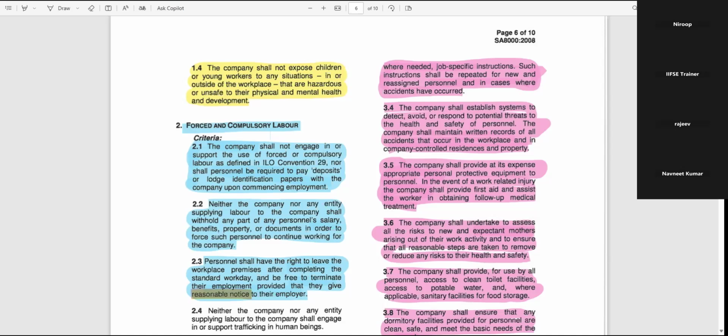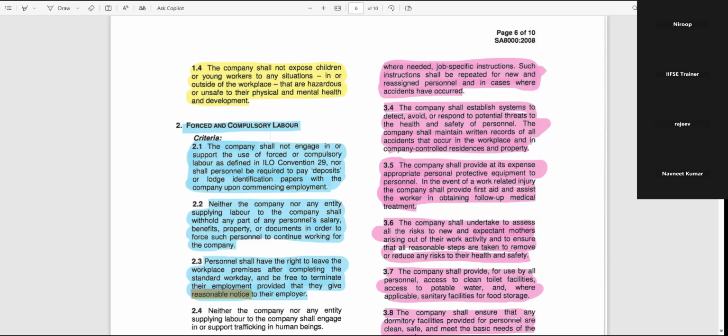Sometimes it happens that contractors do not pay salary properly, keep delaying, and even keep the employees' documents with them. These practices should not happen. And personnel shall have the right to leave the workplace premises after completing the standard work day and be free to terminate their employment provided that they gave a reasonable notice to their employer. So see, this is also one of the requirements.